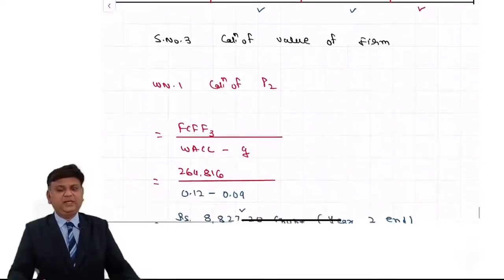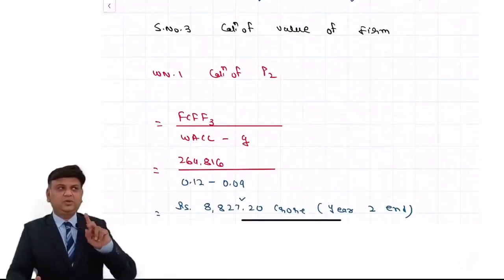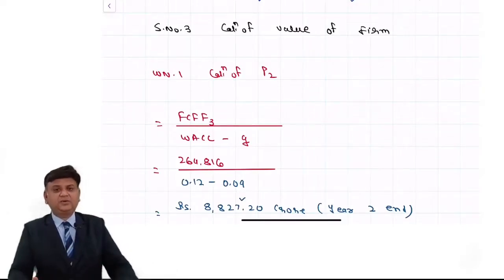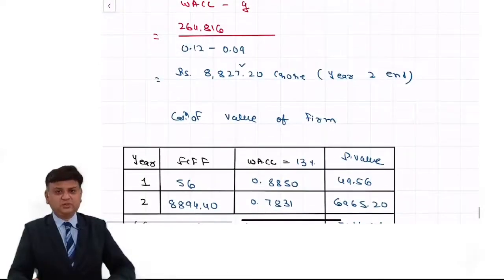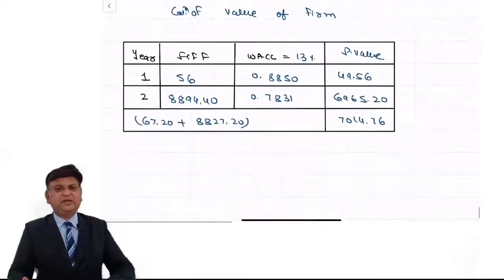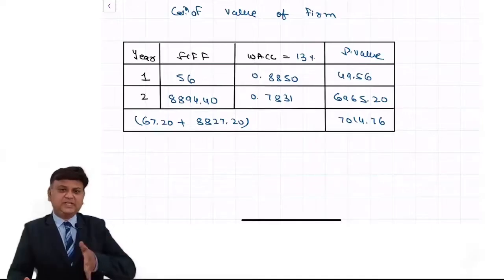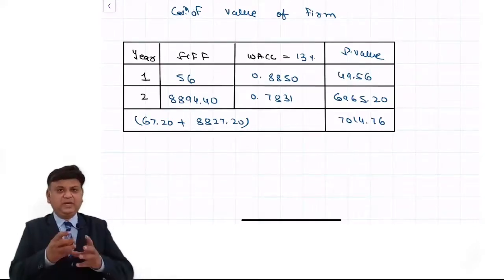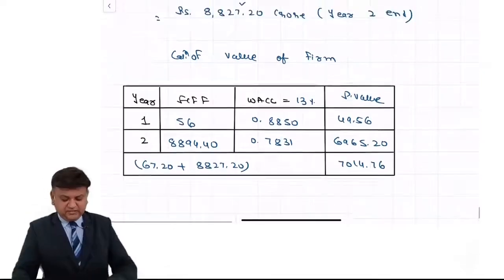Step number 3, value of the firm. In that, first of all, we'll make the calculation of P2. What does P2 mean? P2 means end of year 3 onwards for perpetuity, whatever you are going to receive, all of them are discounted to the second year end. That is a P2, 8827.20. Lastly, we'll make the calculation of the value of the firm, in which first and second year absolute amount of the cash flow is discounted, and then the second year P2 value will be again discounted. That is the way value of the firm is calculated.